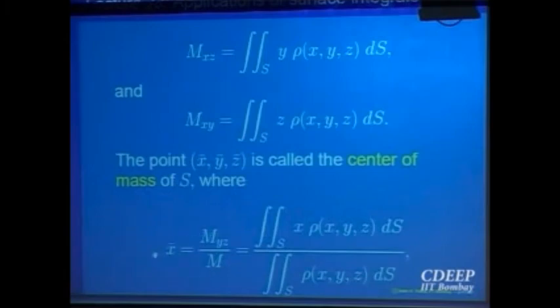Because m times x bar is equal to Myz. So on the left side, x bar is the point where the whole mass is concentrated. So this is the moment by looking at that point of view. Myz is the moment computed via integrals. The two are equal. So that gives you the value of the x coordinate.